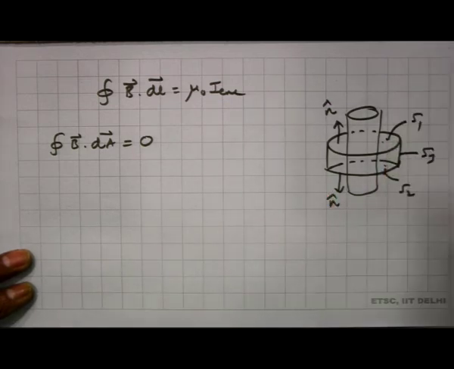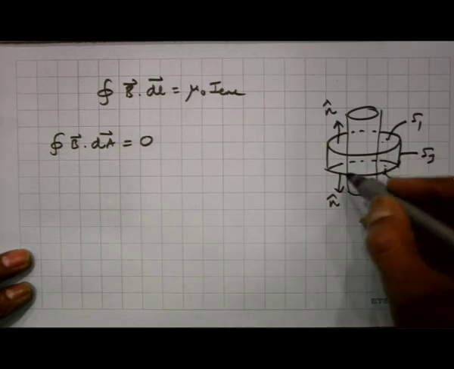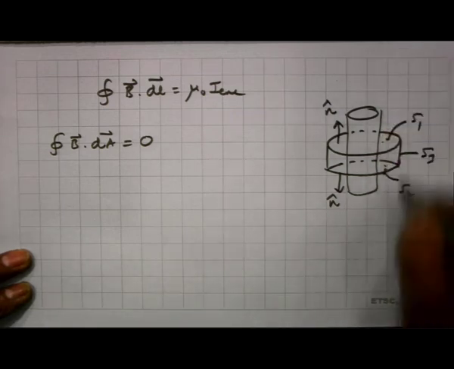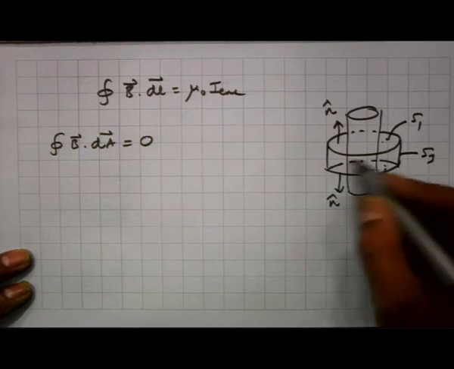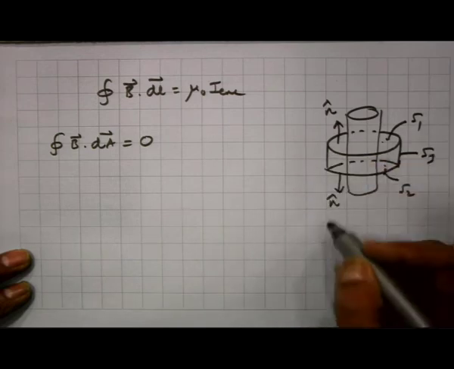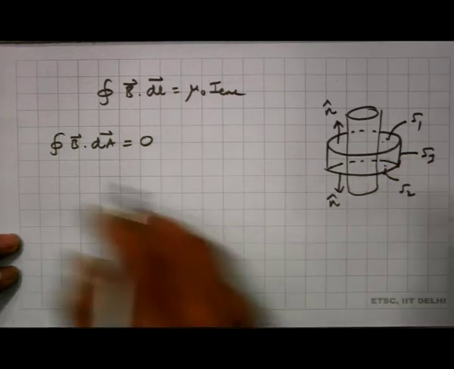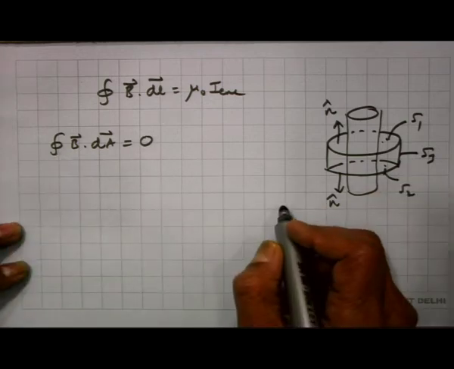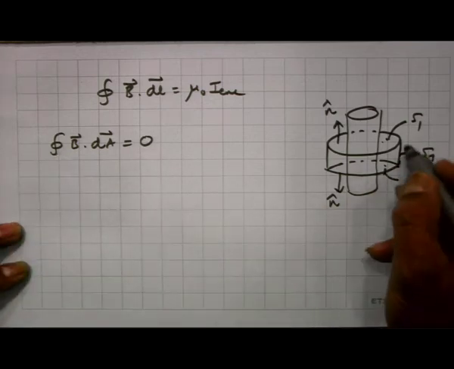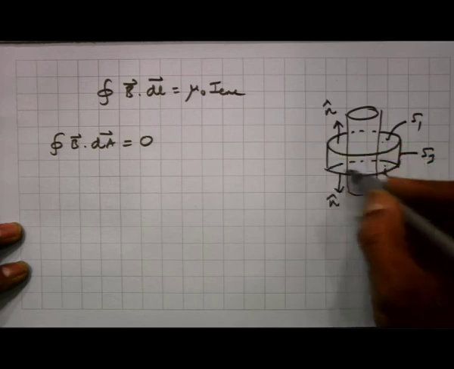whether the magnetic field is pointing downward or upward or at any angle, because there is no dependence on this position. As much flux is entering or leaving the lower surface as is leaving or entering the upper surface. So, the only integral which will be left will be over S3, and because there is no dependence of the magnetic field along this direction.